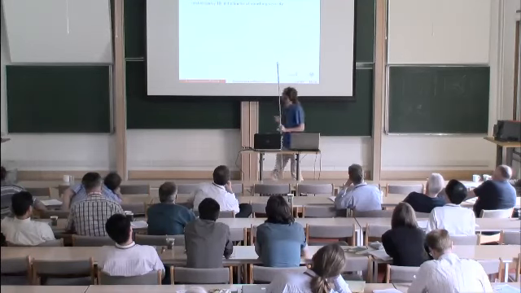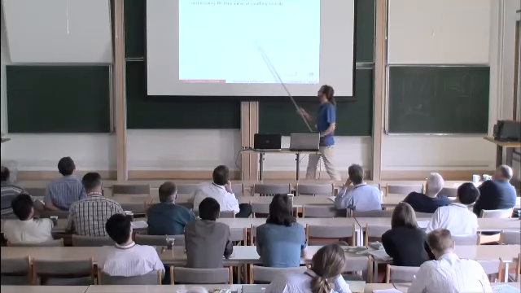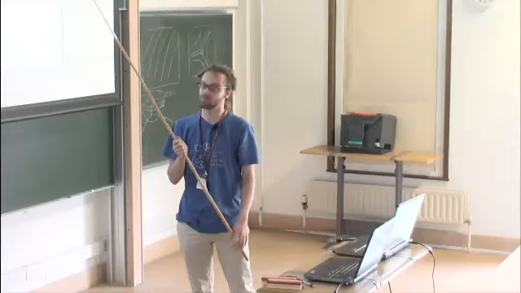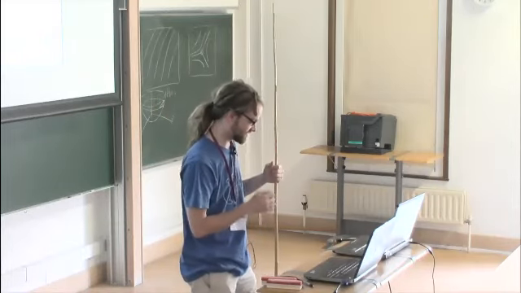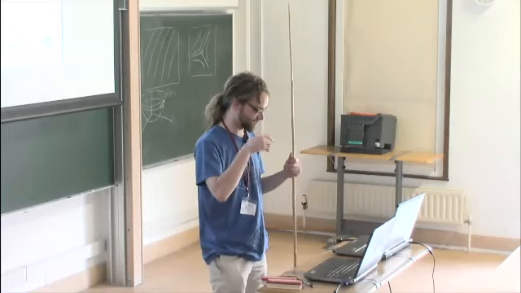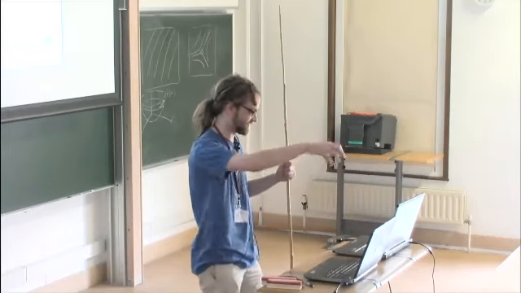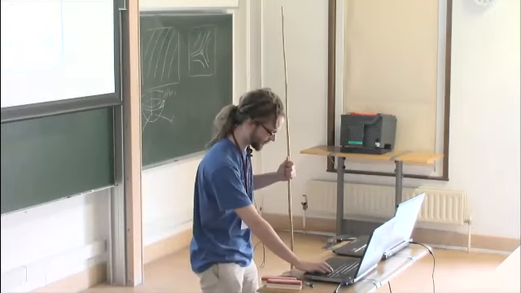Okay, so let me just wrap up what I said. So for unstationary boundary layer detachment at very small viscosity, one of the essential features is the production of dissipative structures by the wall. This is allowed by having extreme vorticity values at the boundary, which then detach and move into the bulk, and then they can live their life and be advected, but they keep dissipating energy.